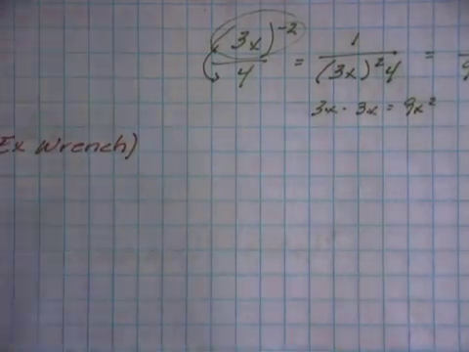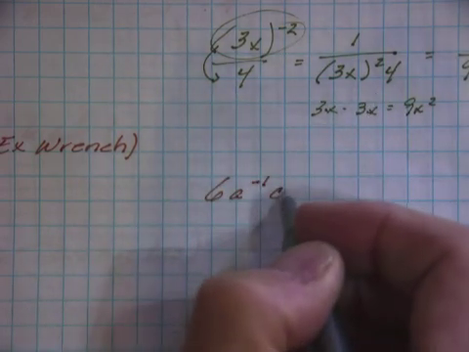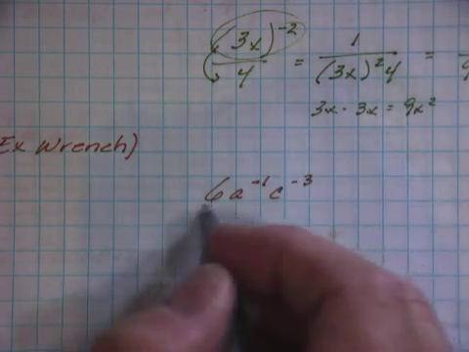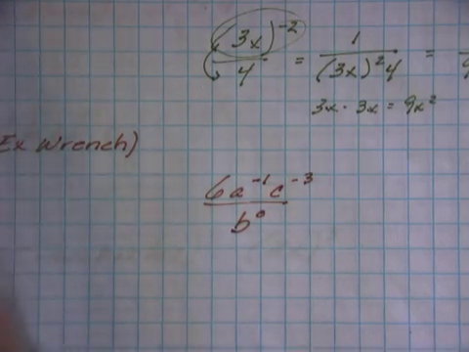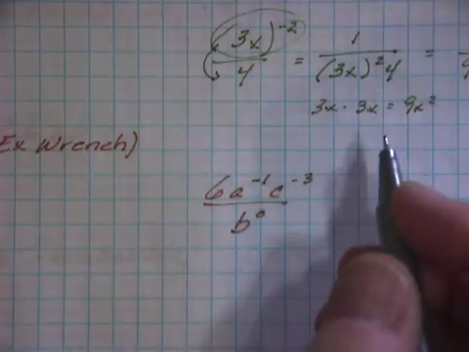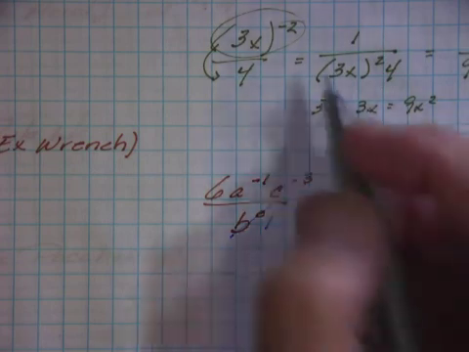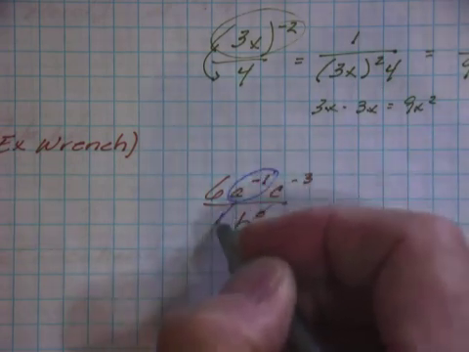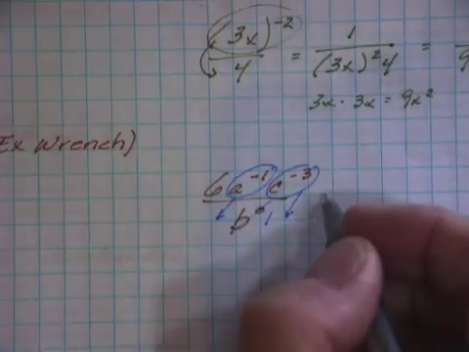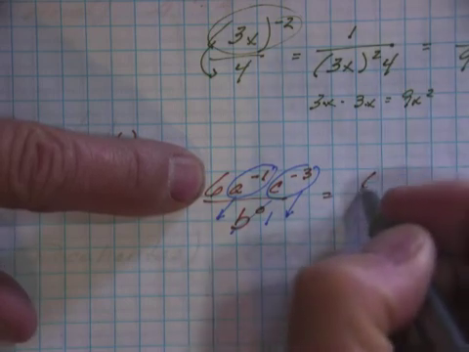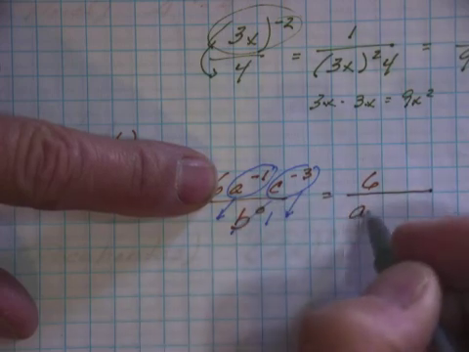Okay? Let's look at another one. A wrench. So this is example wrench. Okay. Now we're going to step it up even a little bit more. We've got 6a to the negative 1, c to the negative 3 over b to the 0. All right, let's think about what's going to happen here. Well, first off, I'm going to take care of the easy one. Any number to a 0 power is 1, so this is just 1. Okay? Now, a to the negative 1 needs to drop down, and c to the negative 3 needs to drop down.